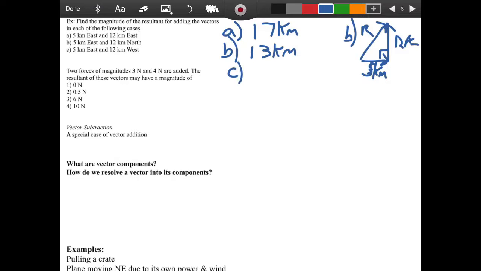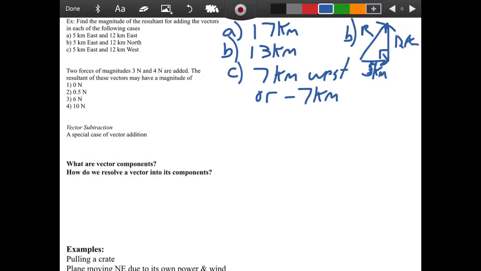And then C, when they're in opposite directions, we subtract them. So 5 kilometers east and then 12 kilometers west. 5 minus 12, well, we're going to have 7 kilometers west or negative 7 kilometers. Either one of those are totally acceptable.